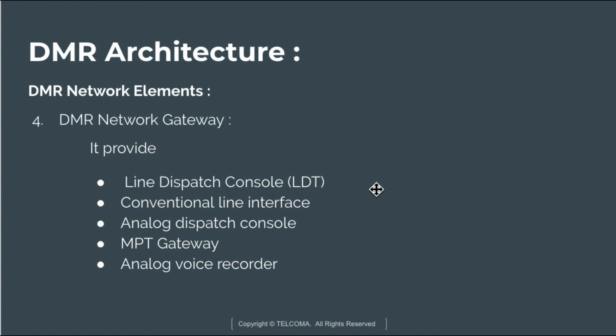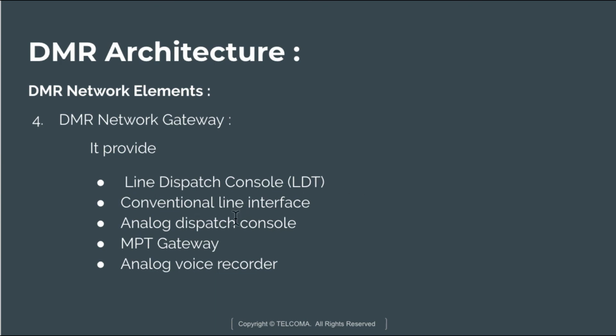So here this network gateway provides line dispatch console. Line dispatch console functions include a simple configurable user interface. It will identify multiple simultaneous emergency and non-emergency calls from multiple users. It will also display caller talker ID. It also displays historical and missed calls, and it provides simple talk group calling, simple talk group monitoring, and call hold and call conferencing functions.